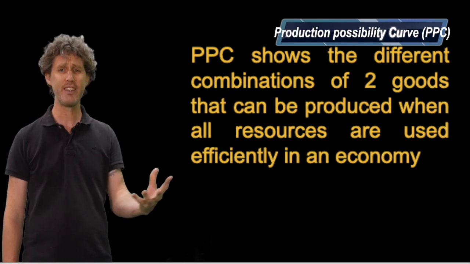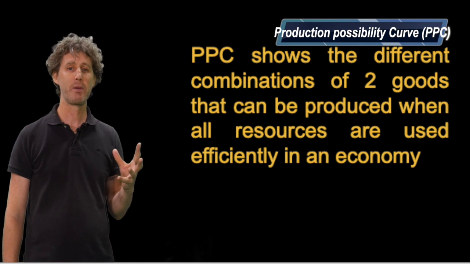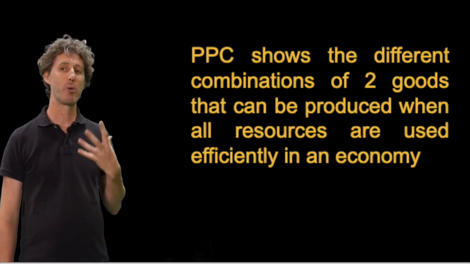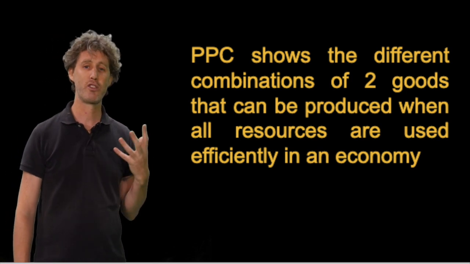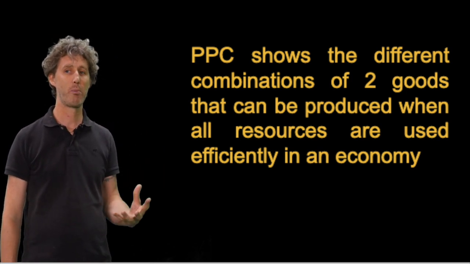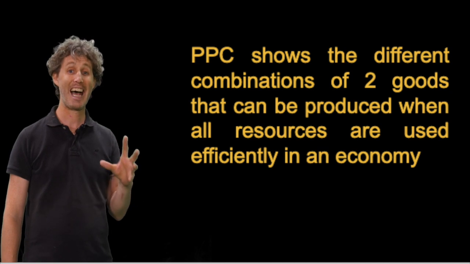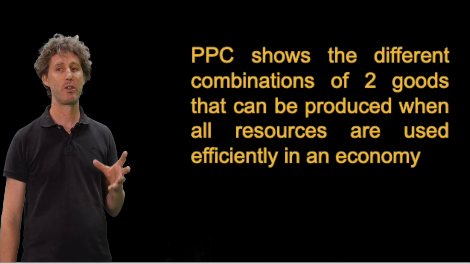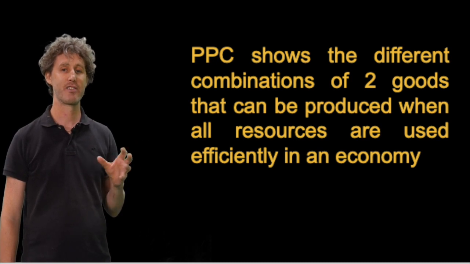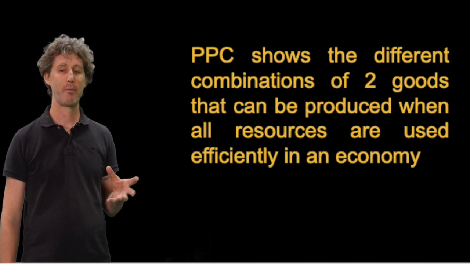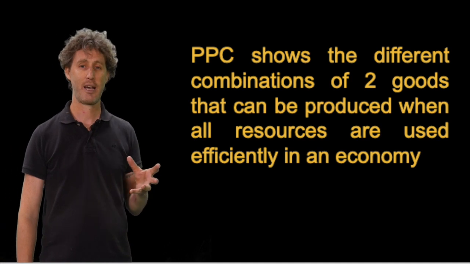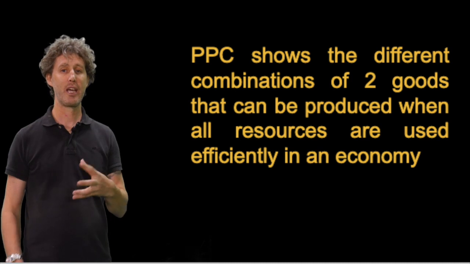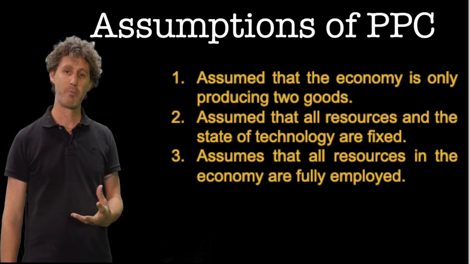So in this video, we're going to be looking at the assumptions of the PPC curve model. We're going to be looking at how the PPC curve illustrates choice, scarcity, unemployment, efficiency, and economic growth. And finally, we'll examine how it can show increasing versus constant opportunity cost in this lesson. Okay, so let's begin by looking at the assumptions that this model is based upon.